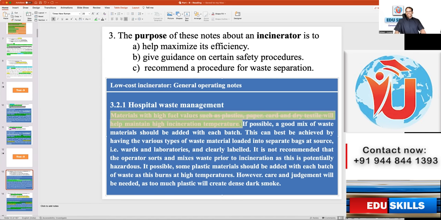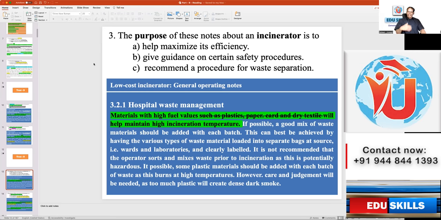The method to increase the high temperature means temperature. Incinerator needs maximum temperature. That's how it works efficiently. Materials with high fuel values itself says it increases the efficiency, increases temperature. So the message, the topic sentence says, we are going to discuss enhancing the capacity of the incinerator or maximizing the efficiency of the incinerator. The topic sentence itself, that's what I said.